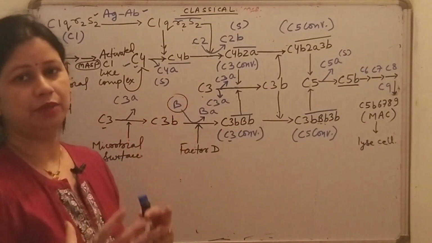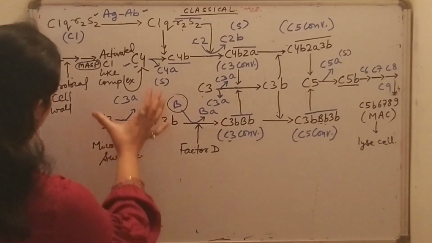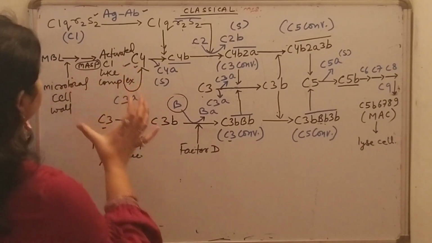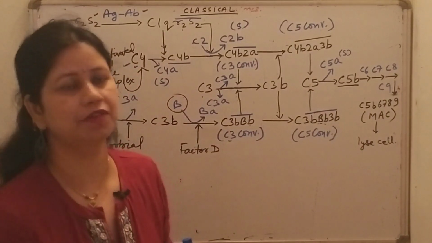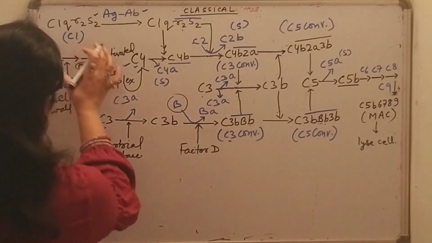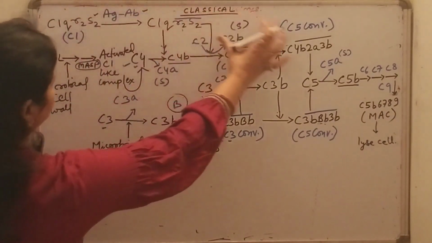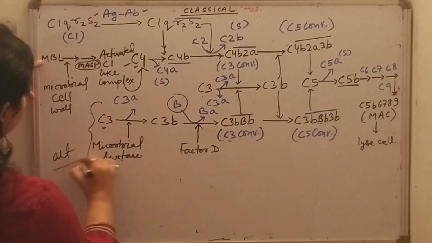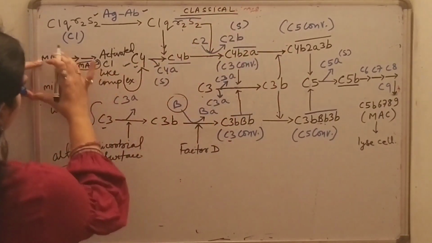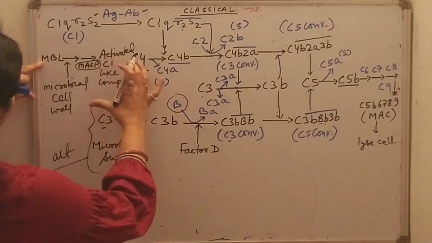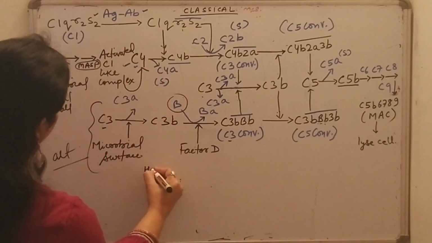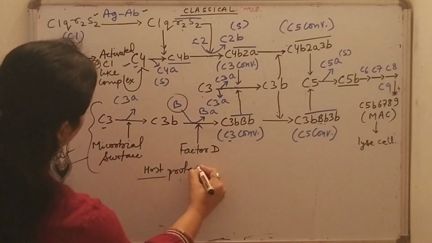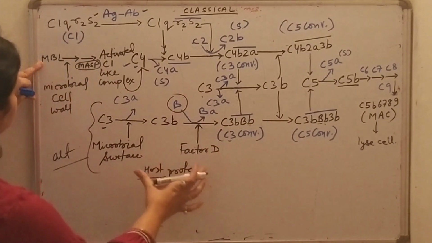In the case of the lectin pathway, how does it originate? We will see how the lectin pathway originates. The lectin pathway originates with host protein binding microbial surfaces. This is the lectin pathway, this is the classical pathway, this is the alternative pathway. So the lectin pathway originates with the host protein binding microbial surfaces.